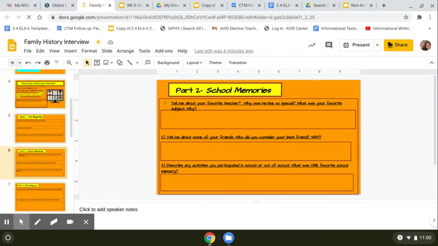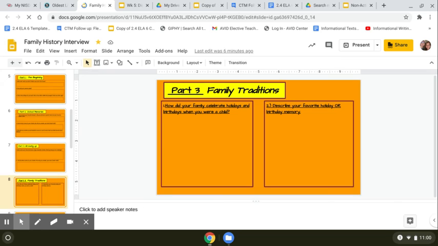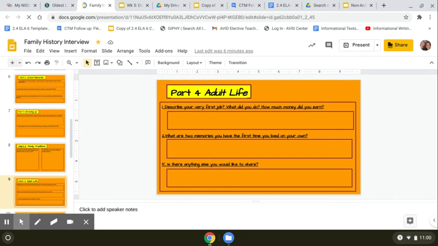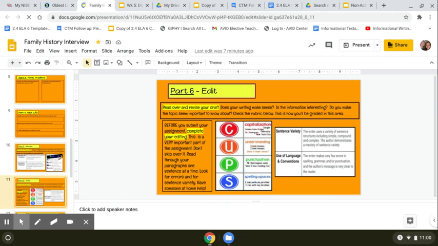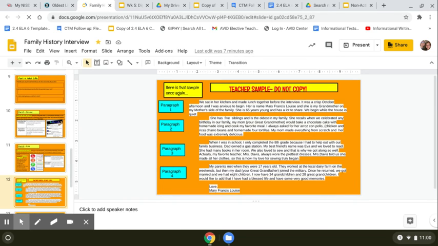So here you have the questions that you used. Hopefully you were able to put in a few pictures as well. But as you come on down, you're revising and editing. We're going to take care of that next week, okay? But just to give you an idea of what I was talking about, here's my teacher sample of what all of the answers that you documented from your interview would look like. Okay, so here's my sample.